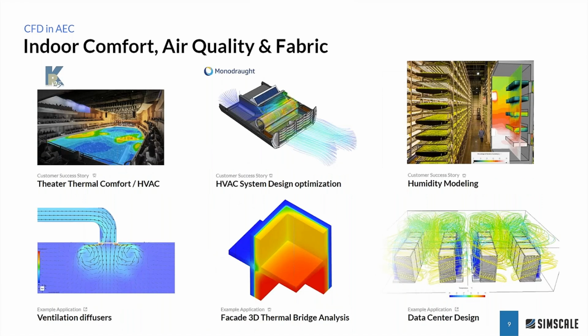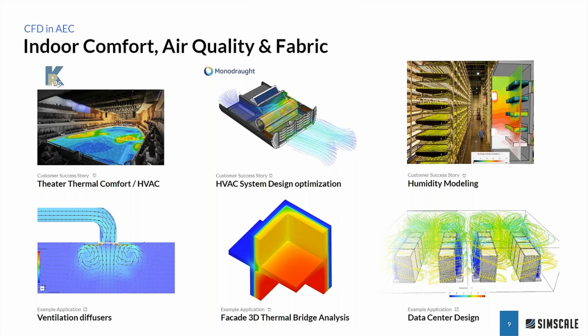Several examples that we see here. On the top left, our customer Curler Ronan has been using SimScale to design the ventilation strategy for a large theater hall in New York, but also for individual HVAC components. Like Monodraught on the top middle, has been using SimScale to optimize the actual design of the HVAC equipment.